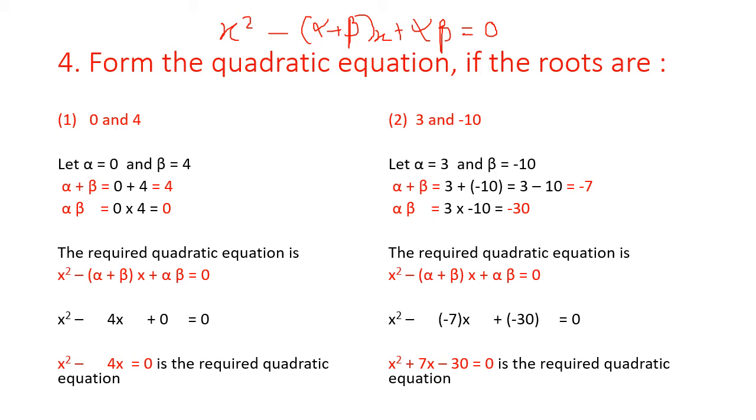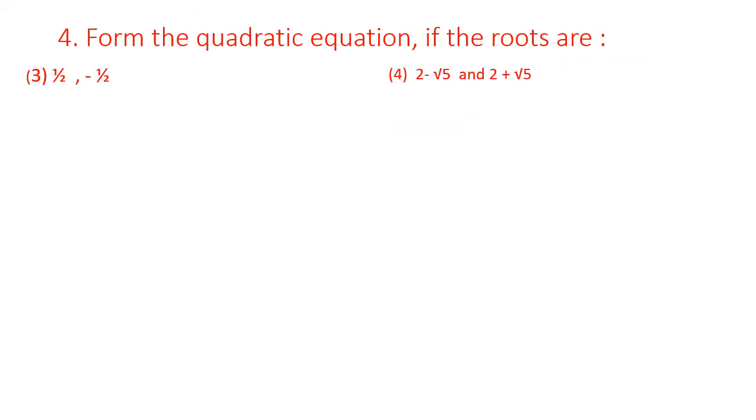Okay, next one. We have a little bit different form of roots, half and minus half. So we consider alpha as half, beta as minus half. We find out alpha plus beta. So half plus minus half. This plus and minus will become what, children? Minus. So half minus half is going to be 0.